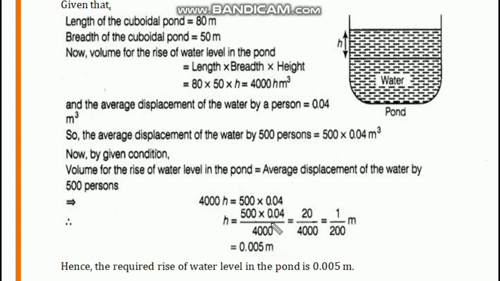So h is equal to 500 into 0.04 divided by 4000. If you simplify, we get the answer 1 divided by 200 meter. 1 divided by 200 is 0.005 meter. So the height of the pond is, sorry, not the height of the pond, the rise of water level in the pond is 0.005 meter. Okay, so the water rise height is 0.005 meter.